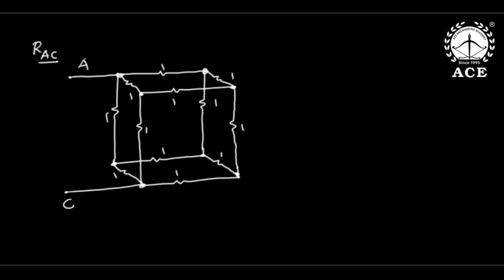Joining nodes which are at same potential and writing mirror image symmetry. So I should join such nodes which are at same potential. But directly looking between A and C, we cannot identify which nodes are at same potential. So what I will do first, I will write mirror image symmetry.